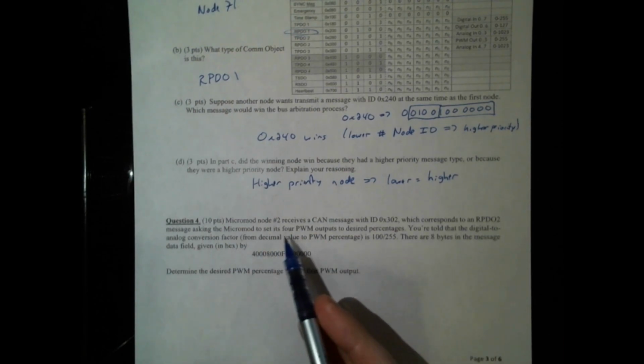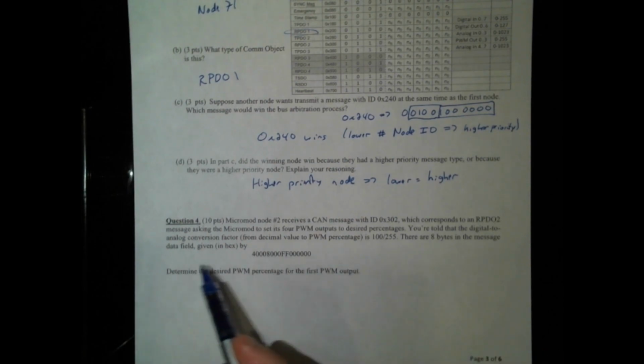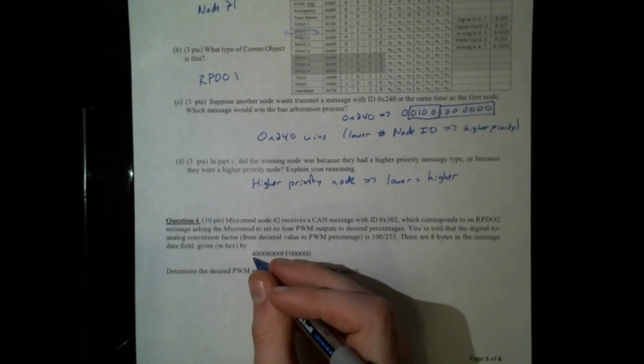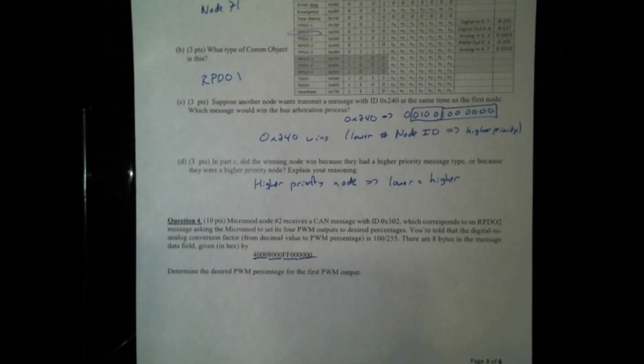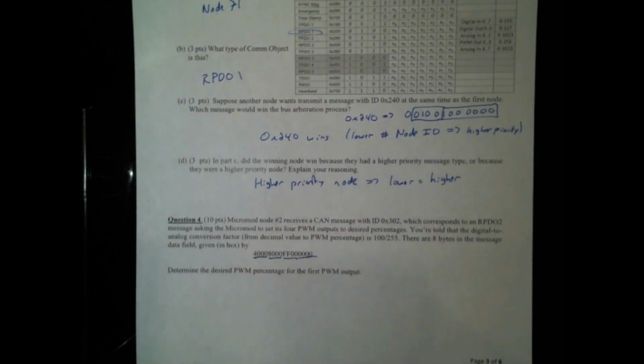You're told that the digital to analog conversion factor from decimal to PWM percentage is 100 over 255, and that's 100% out of 255 maximum value. There are 8 bytes in the message data field given in hex by these hex values. We want to remember that this is 2 bytes of data for each PWM output corresponding to the RPDO2. So we're really just grouping these by 4 hex digits each time. And then it says determine the desired PWM percentage for the first PWM output.